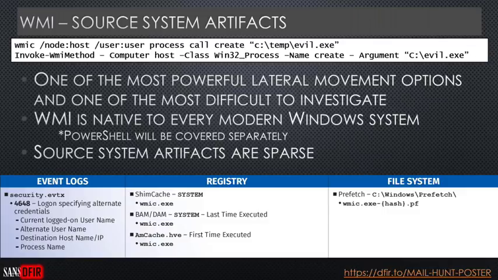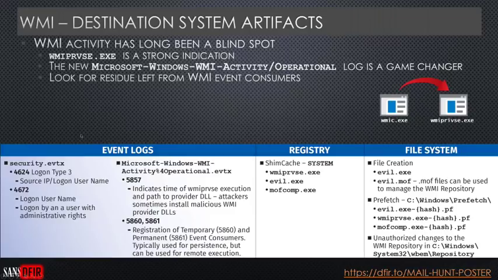But from a source side, if we're talking about strictly WMIC, then you've got the standard evidence of execution there: the shim cache, BAM/DAM, a newer feature in the latest version of Windows 10, and AMCache as well, recording WMIC executing. And then on the file system, the prefetch there as well.